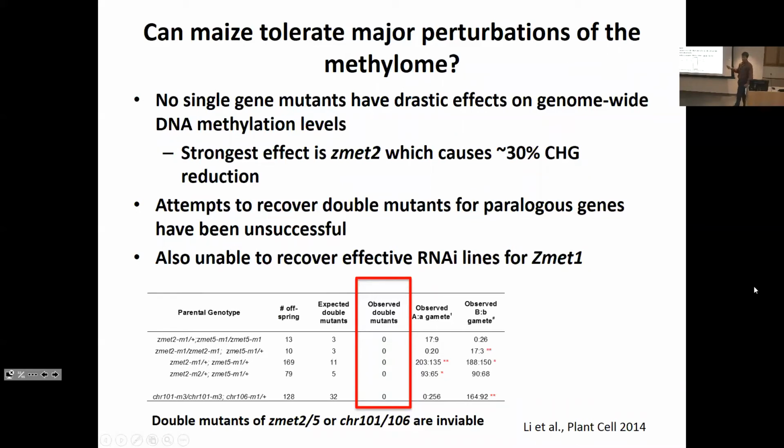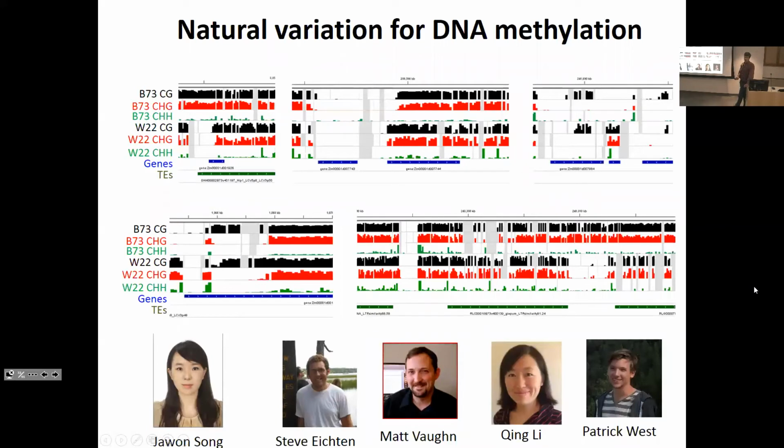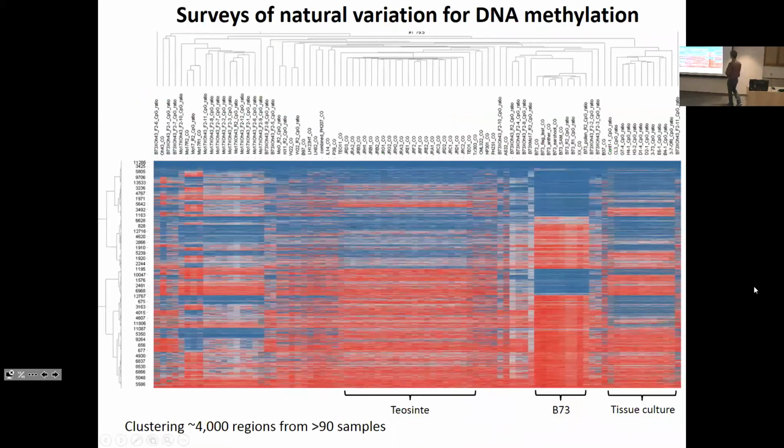This is a bit of a problem in terms of getting conclusive mutants, and why, for the rest of the story, I'm going to tell you about natural variation instead. Okay? So when we have natural variation in methylation, I'm showing you two lines now. B73 are the top three tracks, and W22 are the bottom three. And all these regions in yellow are nice places where the methylation level of the two lines varies substantially. So this is looking at about 4,000 regions in 90 samples here.